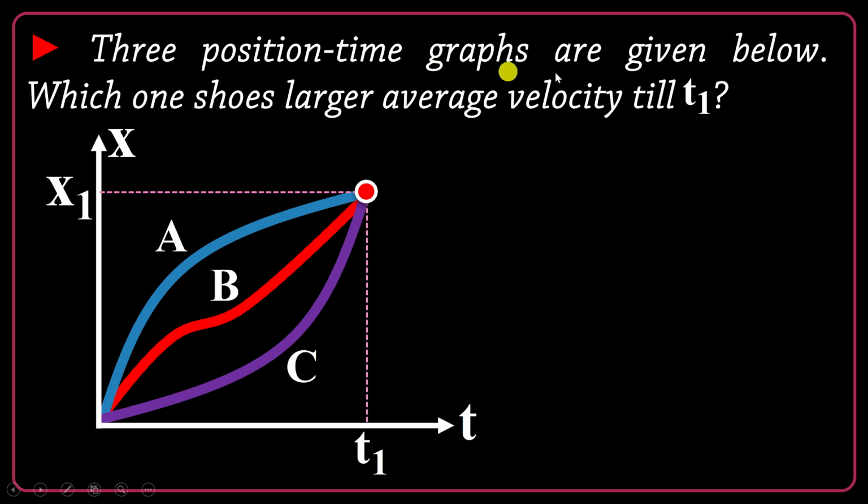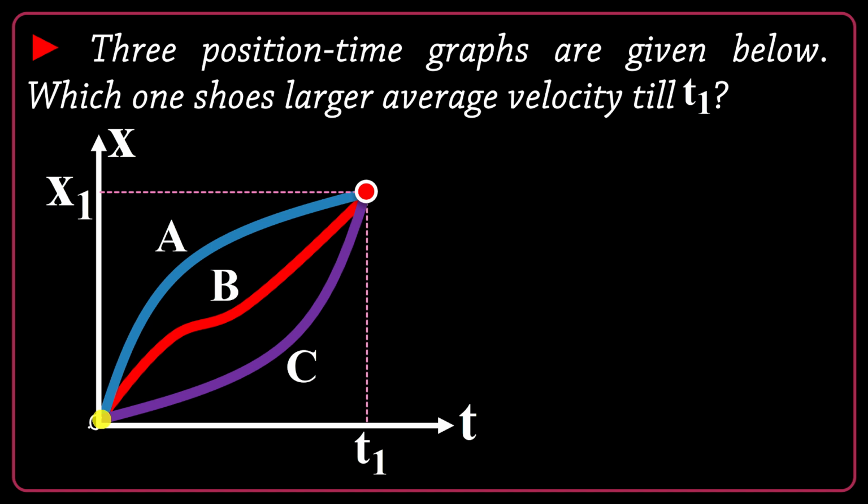Three position-time graphs are given below. Okay, A, B, and C. They all start from the origin as I see, and then they get x1 at t1. Okay, which one shows larger average velocity till t1? Okay, larger average velocity. What was the average velocity? You remember, on the xt graph, it was the slope of the secant line.